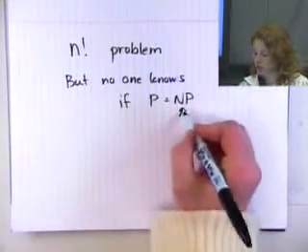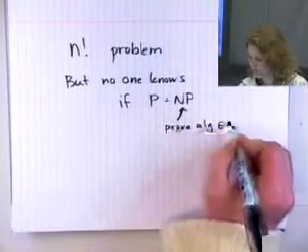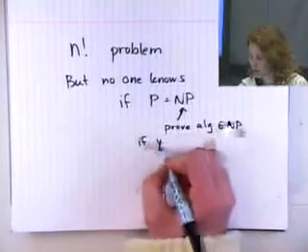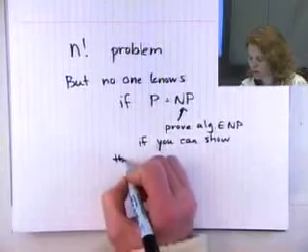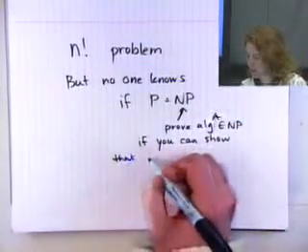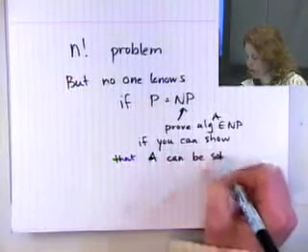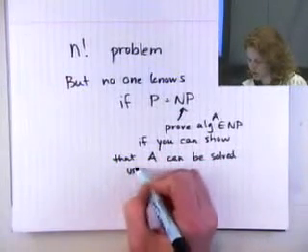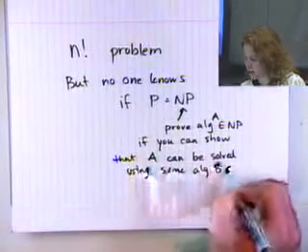You can prove things are in NP if you can show that, so if I want to prove algorithm A is in NP, if I can show that A can be solved using some algorithm B that's already in NP.